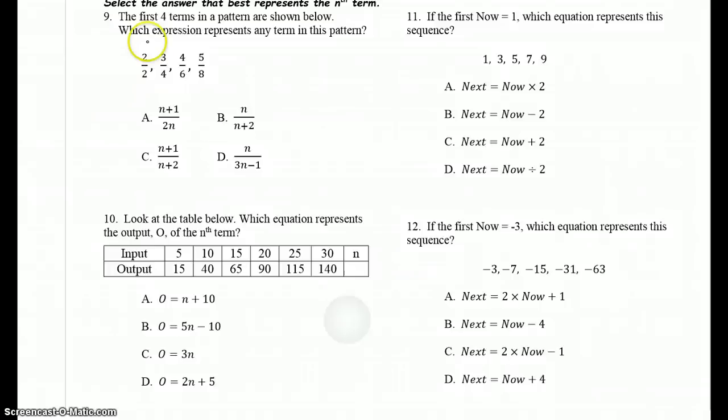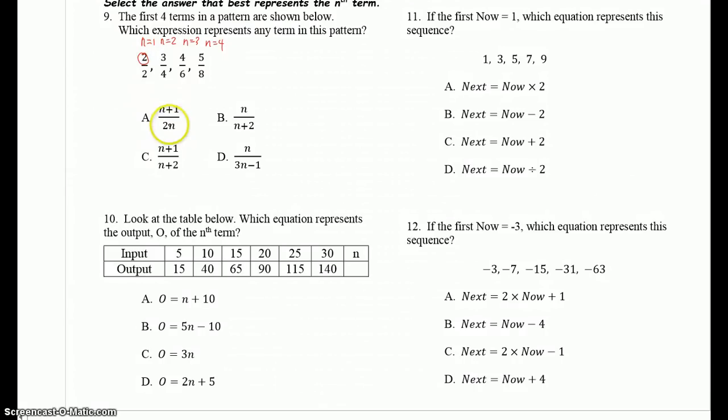Okay, so if this is the first term, that would be n is 1, this would be n is 2, n is 3, and n is 4, because that's the numbered term it is. Okay? So which one of these is going to work to give you this pattern here? So on top, let's test this. N plus 1. Well, if n is 1 and we add 1 to it, do we get 2?